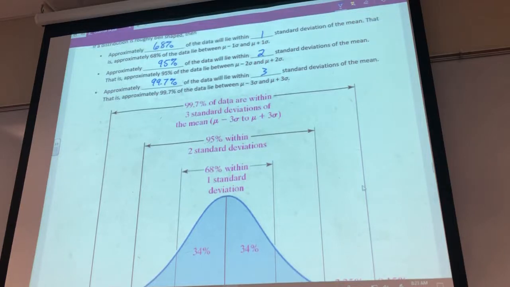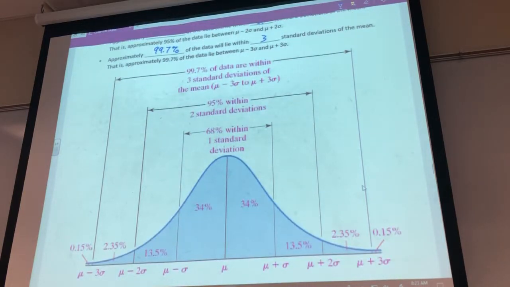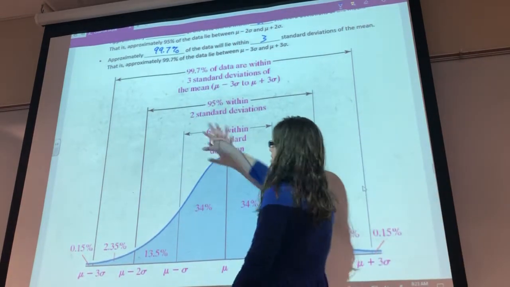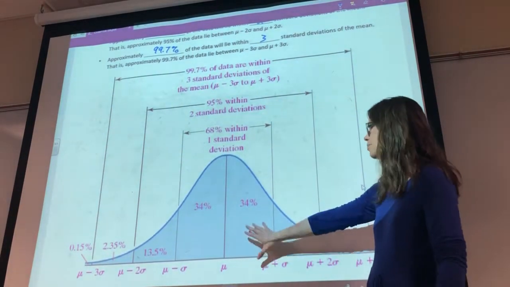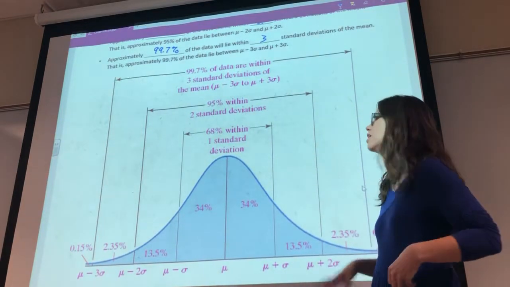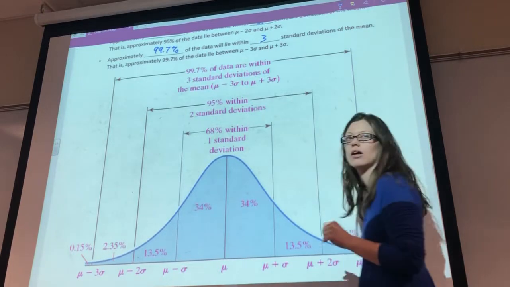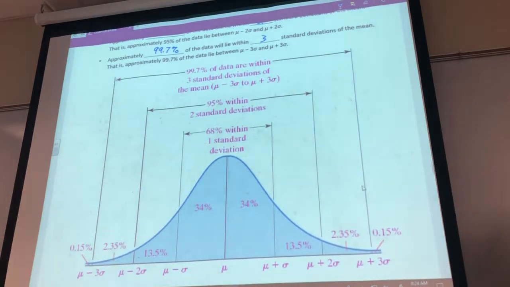And this graph is good to have because they break it up into each individual piece. So here in the middle, you've got 68%. Since it's symmetric, if you divide that in half, you've got 34% on this side, 34% on this side. So they break it down for each individual region for you. Feel free to use that for your notes.